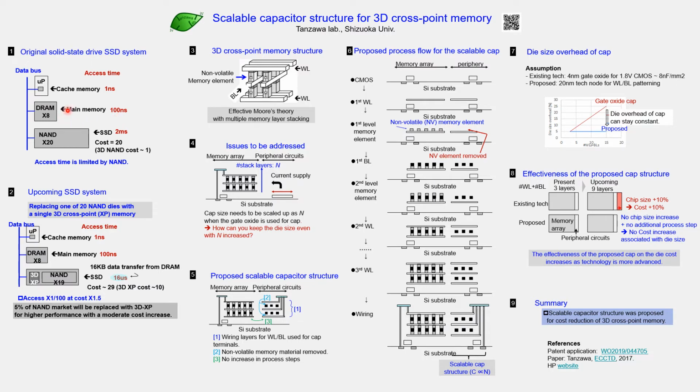This is called cache miss. Then the cache miss rate must be minimized. When the data is not presented in DRAM, you would have to look for that data in NAND.